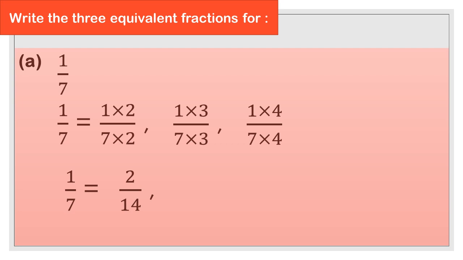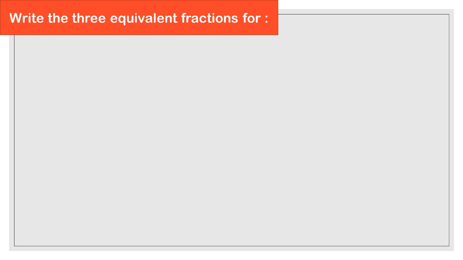1 3s are 3 and 7 3s are 21. So the second equivalent fraction is 3 upon 21. 1 4s are 4 and 7 4s are 28. So the third equivalent fraction is 4 upon 28. Let us solve one more example.